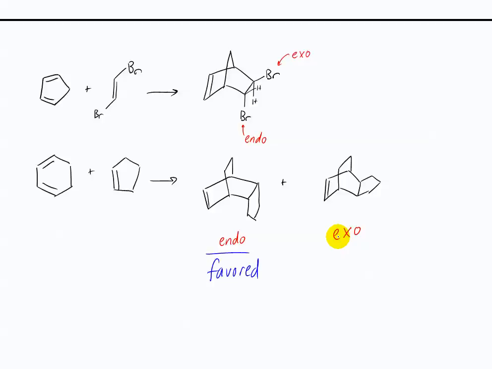All right, we talked a little bit about the endo rule. We talked about the reaction. Now we need to talk about the molecular orbital description of cycloadditions, and if we still have time, we'll also get into regioselectivity, but I don't know if we'll make it there or not.